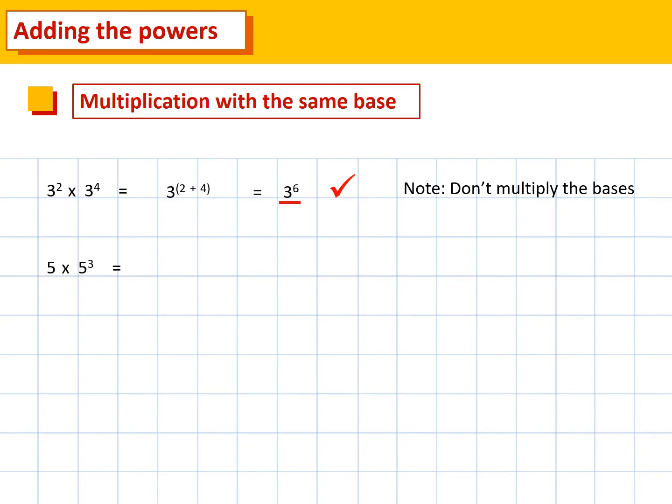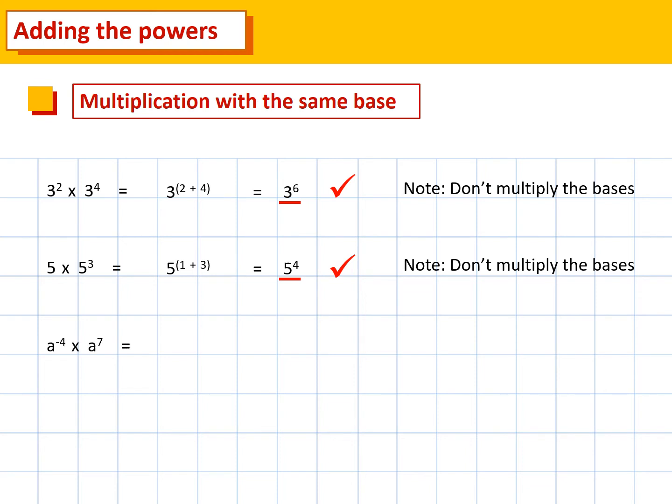Are the base numbers the same? Yes, they are, because we've got a base of 5 and a base of 5. So we add the powers. Just be careful here. Although we don't have a power of 1 written here, there is an unwritten power of 1. That is 5 to the power of 1. So when we add the powers, we do get 1 plus 3, which is 5 to the power of 4. Note once again, we don't multiply the bases, keep the base the same, add the powers.